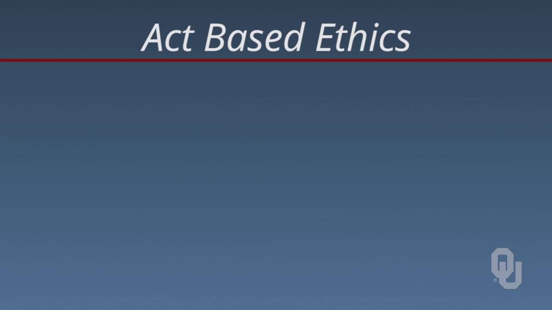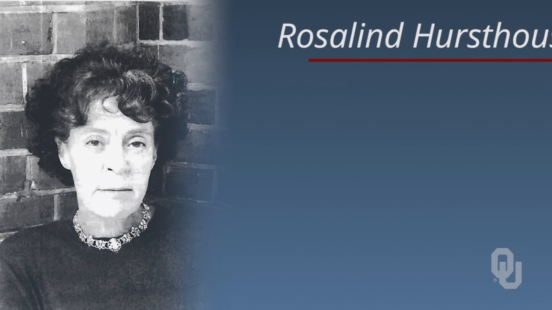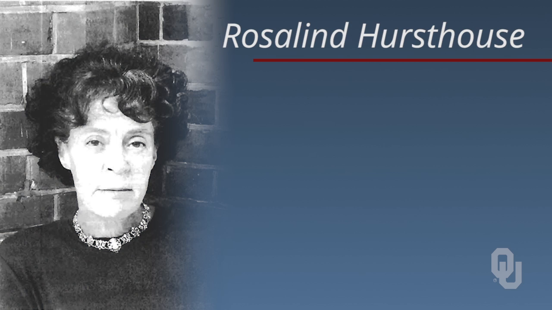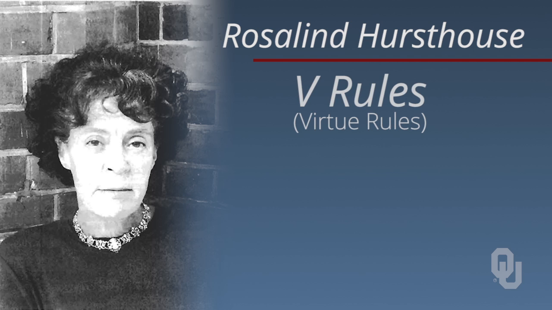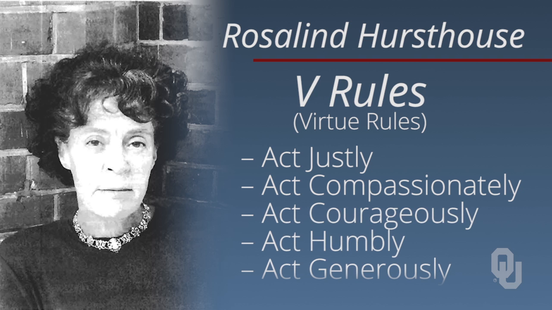But you might say that at least act-based theories have rules, and rules can be very useful. Isn't it an advantage of act-based theories that they have rules that we can refer to in making choices? How much guidance in acting do we get from virtue theory? Rosalind Hursthouse answers, quite a bit. Virtue ethics does generate norms for acting that she calls V rules or virtue rules. Act justly, act compassionately, act courageously, act humbly, act generously, and so on for all the virtues.